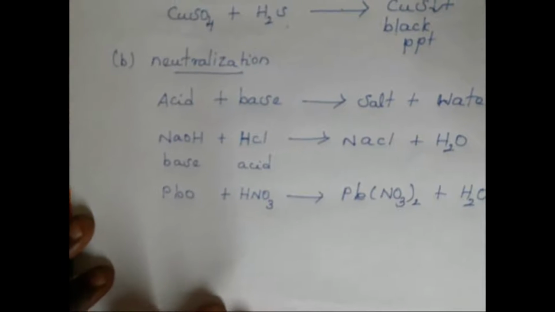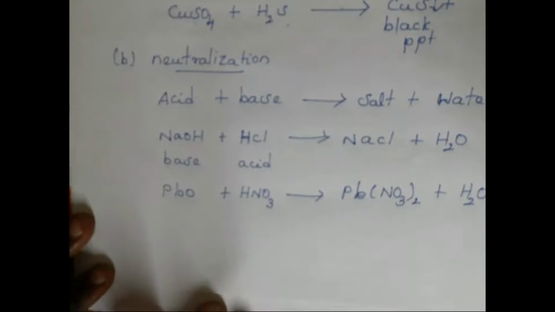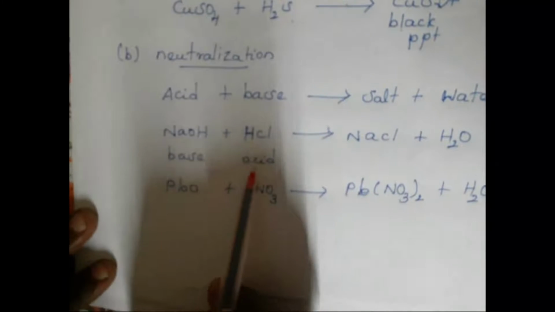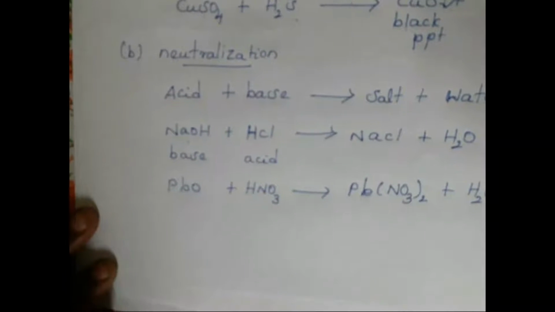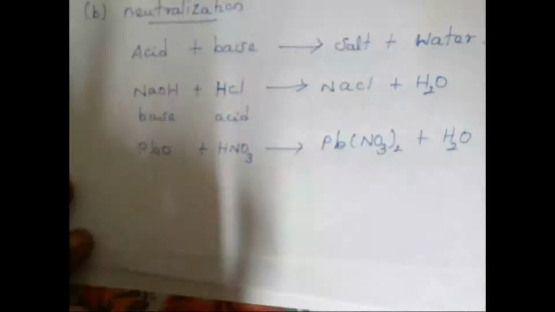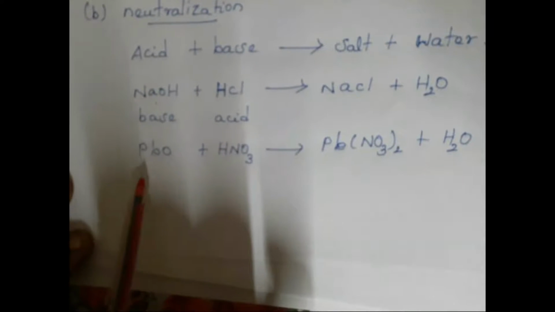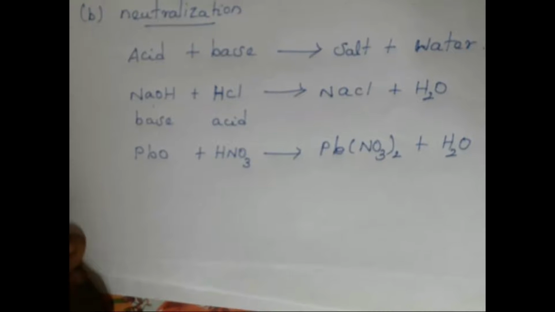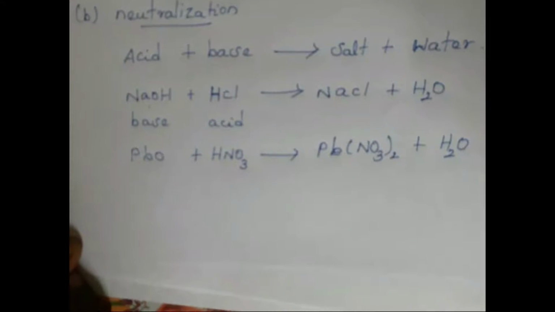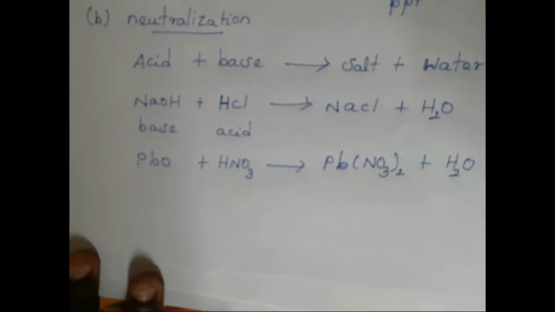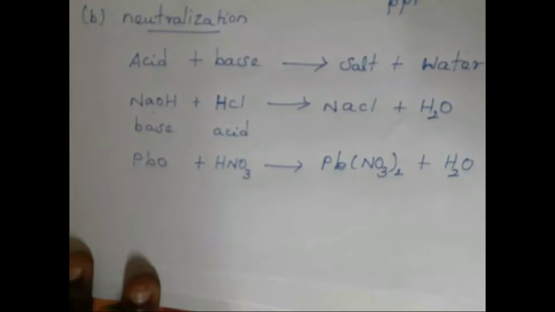In the first case, sodium hydroxide reacts with hydrochloric acid. So sodium hydroxide is a base, whereas hydrochloric acid is an acid. Acid and base are reacting together to form sodium chloride and water. Sodium chloride is a salt, and we are also getting water. In the second case, lead oxide plus nitric acid. Lead oxide is a base, and nitric acid, when it reacts with a base, forms a salt, lead nitrate, and water, H2O.